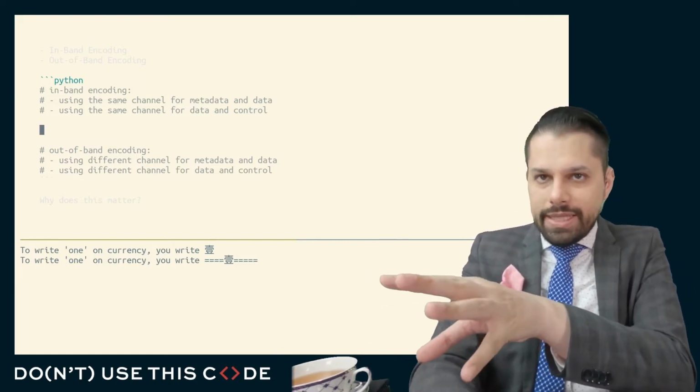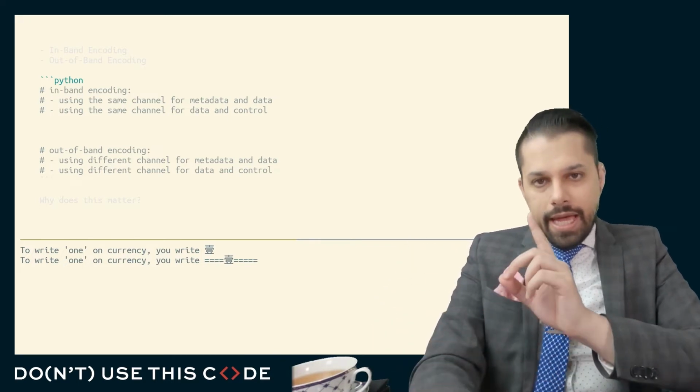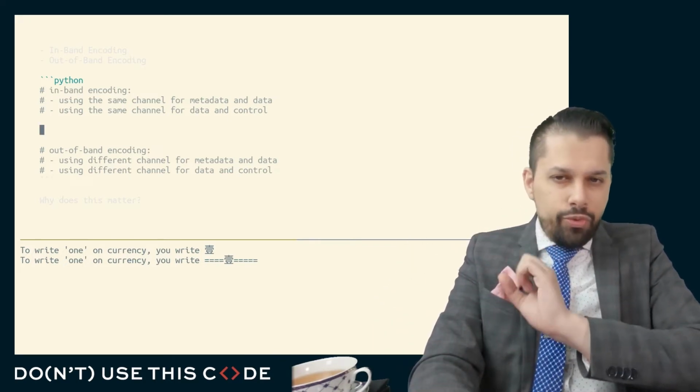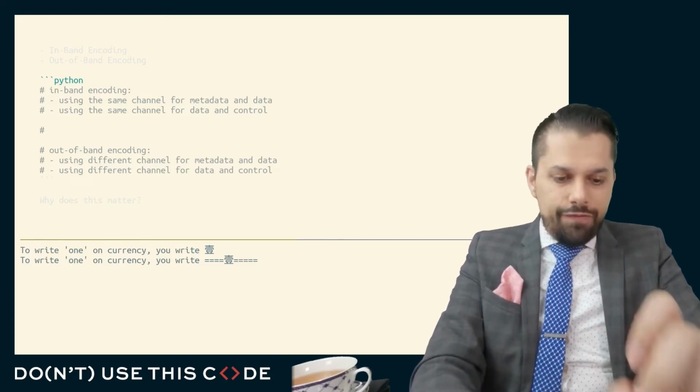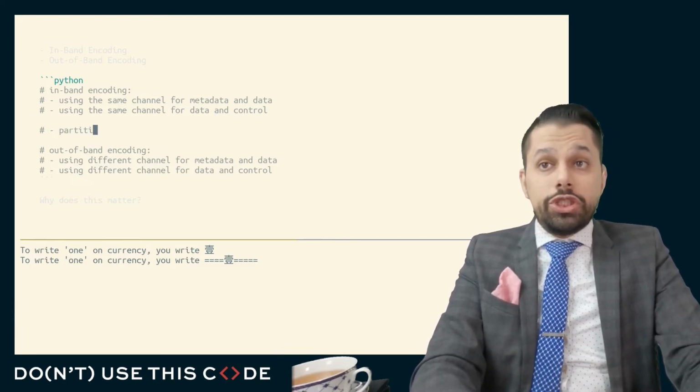Was this data or metadata? Was this data or control? And so when you have in-band encodings, there's about three separate approaches that you can take in order to solve this problem. The first approach you can take is what you might call partitioning.